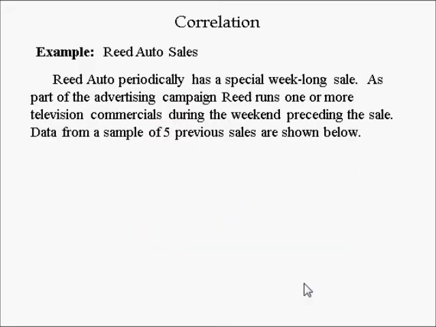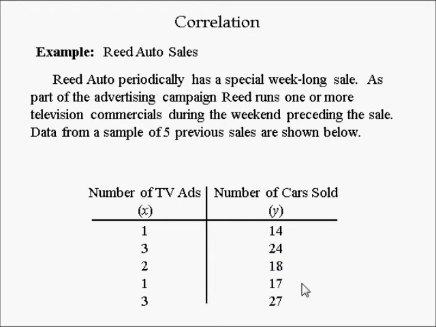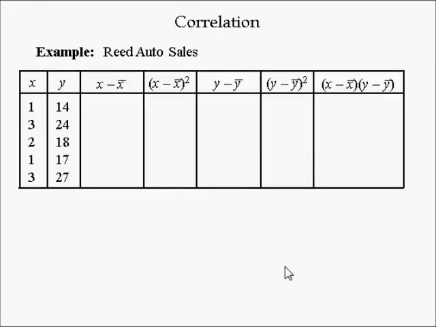Reed Auto Sales has figured out that the more they advertise, the more cars they generally sell. According to the sample of data they have collected, the company sold 14 and 17 cars when it ran 1 TV ad, sold 18 cars when it ran 2 TV ads, and sold 24 and 27 cars when it ran 3 TV ads. Summing variable x's observations yields 10 TV ads. Dividing this by 5, the number of observations, yields variable x's sample mean, which equals 2 TV ads. Summing variable y's observations yields 100 cars sold. Dividing this by 5 yields variable y's sample mean, which equals 20 cars sold.